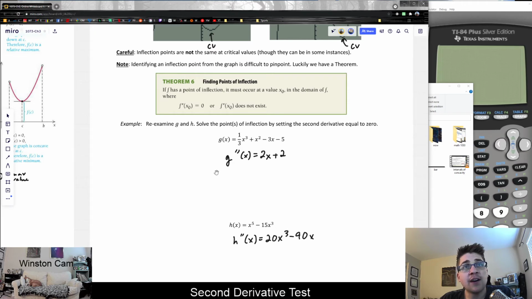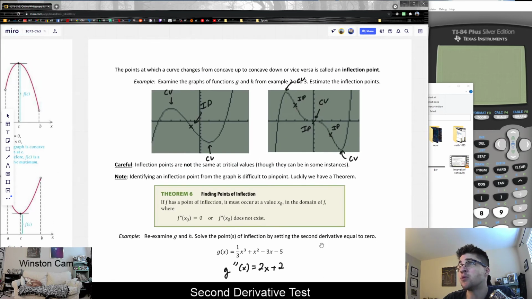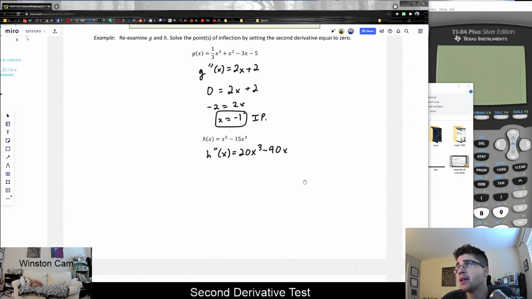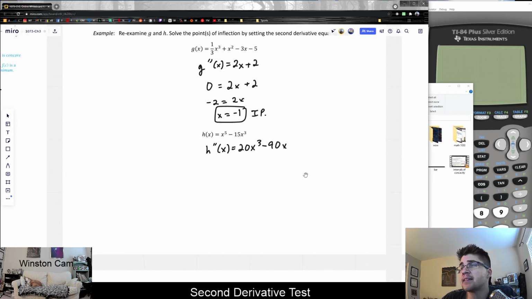And basically, to find the inflection points, you just take the second derivative and set it equal to 0, in the same way we found critical points, except that was for a first derivative. Now, to solve for the inflection points for g, we just need to subtract 2 and divide by 2. And what we'd end up with is x is equal to -1 is our inflection point for g. And there's only one. And looking at it, it appears to be right on target for where we guesstimated just by looking at it.